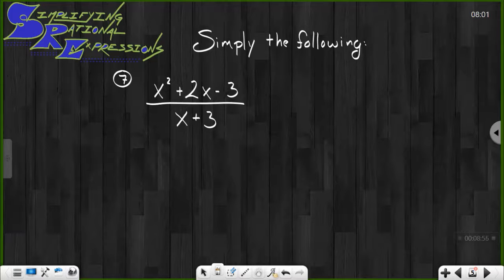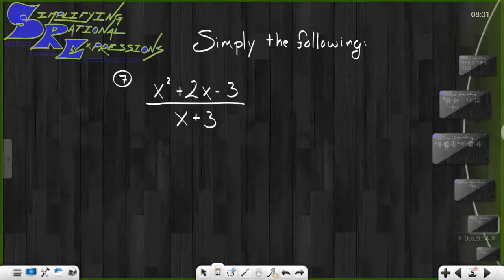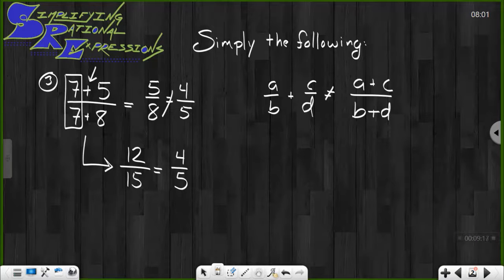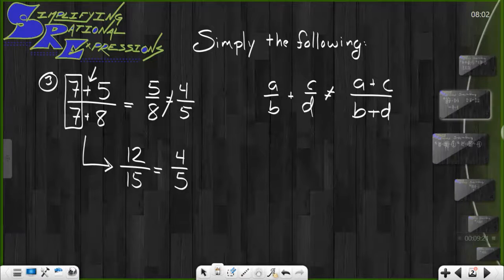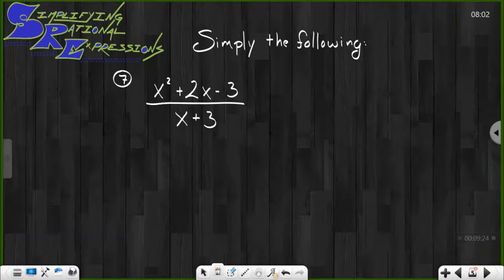Your temptation may be to cancel out 3's or to cancel out one of these x's with one of those x's up top. Or maybe you would try to cancel out with one of these x's here and leave that just as x. But that's not what we're allowed to do, okay? We cannot just cancel things when they're separated by addition and subtraction. I'm just going to bring back the reminder that it didn't work here in example 3. You can't just cancel the 7's here. In the same way, I can't just come down here and start canceling my x's or 3's. I have to get things separated by multiplication.